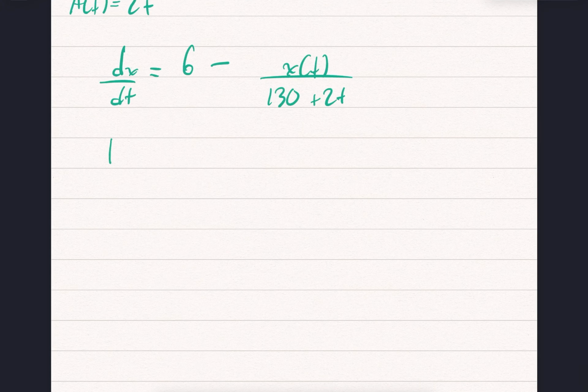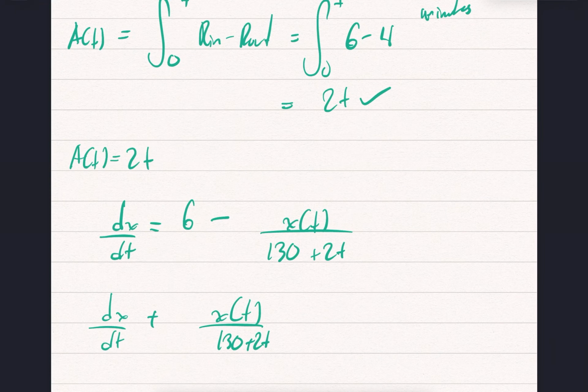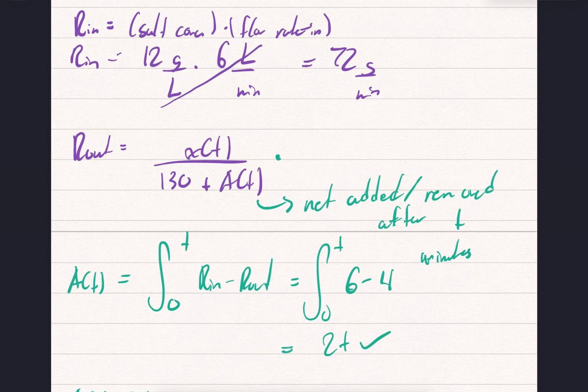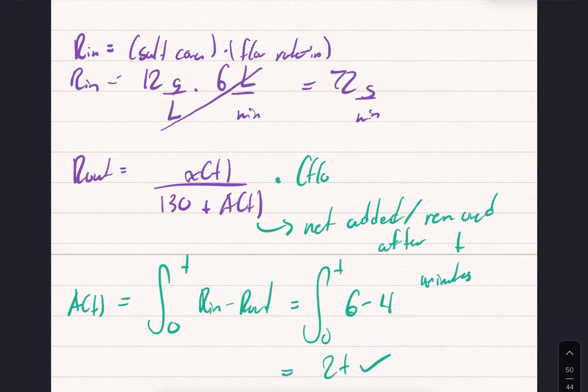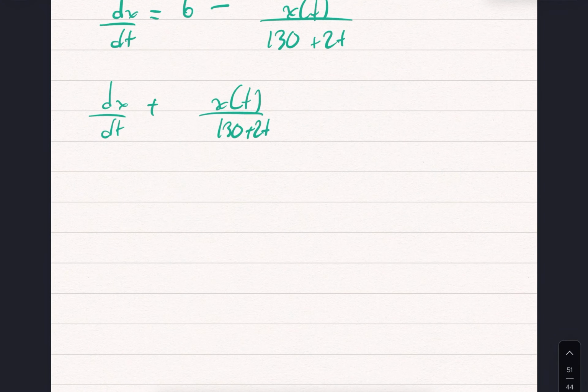Now, dx by dt plus x at t over 130 plus 2t. And let's not forget a very, very careful thing for a rate out, being that this is also multiplied by the flow rate out. So same thing, but the salt concentration is what's different. Okay? So the salt concentration, x at t, is what's different. Okay? So, and our rate out would be 4 equals 6.